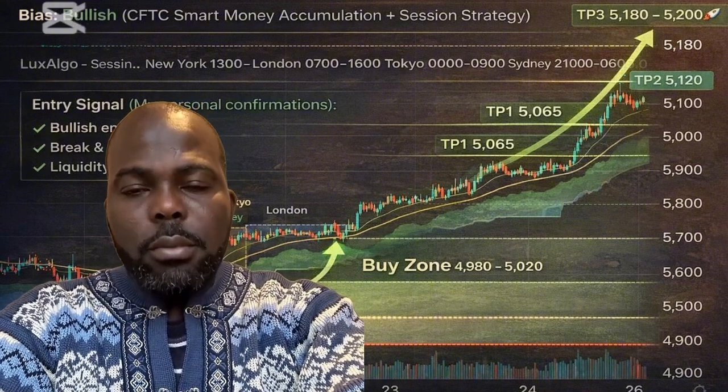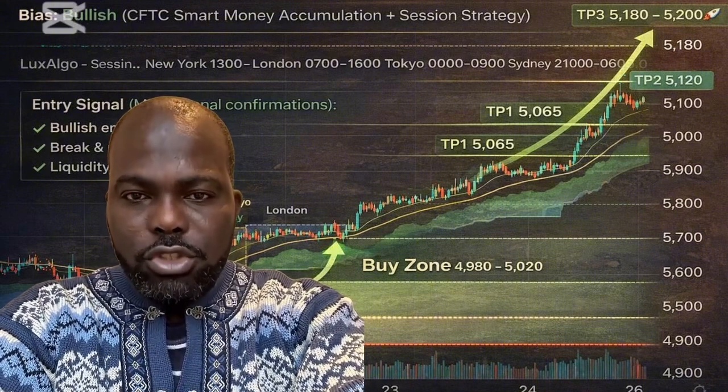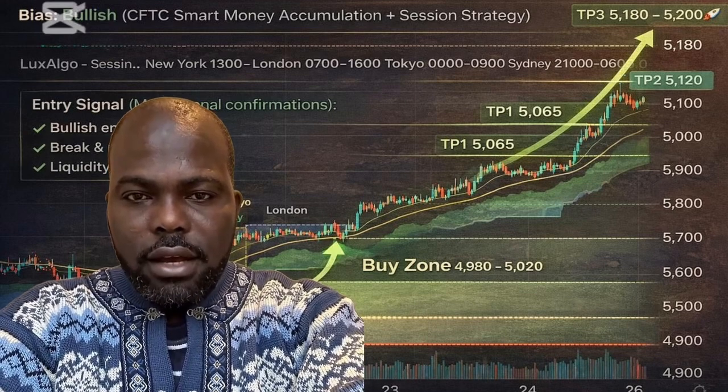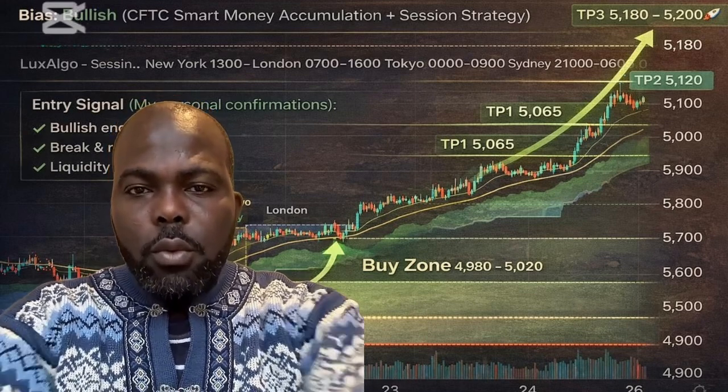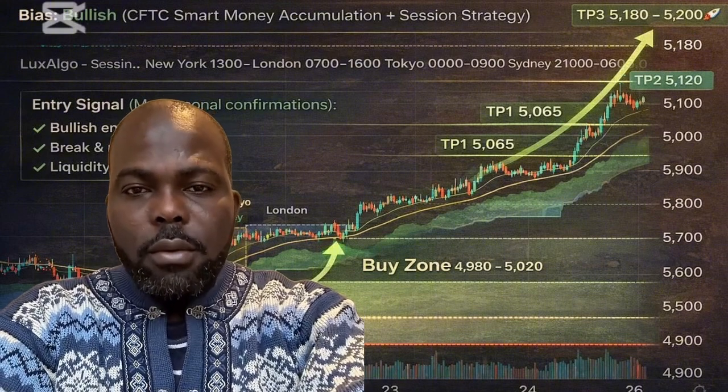But here's where most people still get it wrong. They see price touch a zone and they immediately buy or sell. That is still guessing. A zone only tells you where to watch, not when to enter. The entry comes from confirmation.